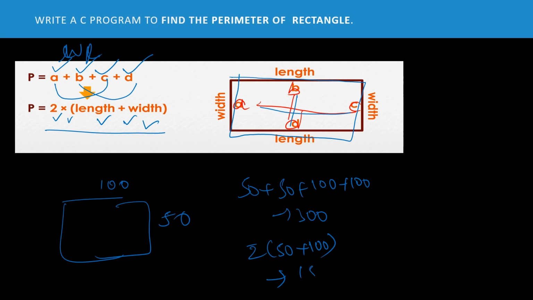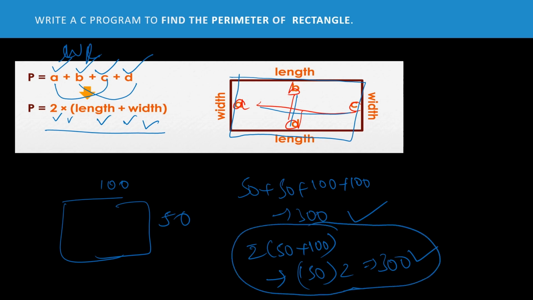Else another formula is 2 times of 50 plus 100. Total 150 star 2. That is nothing but 300. Both ways are same. I use this. It is somewhat easier.